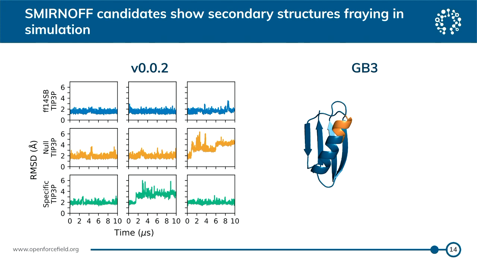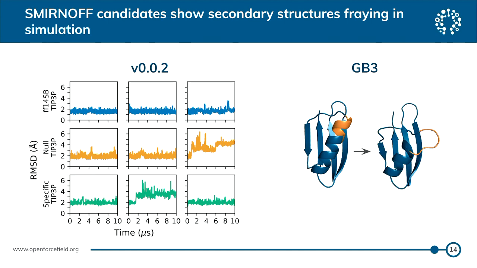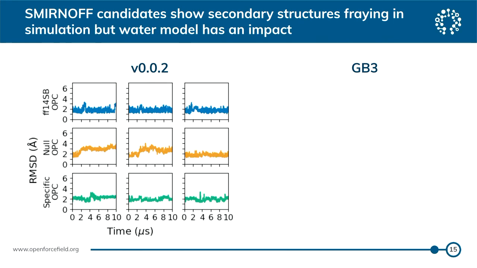Everything remains pretty stable. But when we try and put one of our force field candidates through it, and this is one of our older ones, 0.0.2, in at least one replicate of each benchmark for null and specific, we see that this alpha helix, a portion of it, uncoils into a random loop. This is somewhat water model specific, so this was done with TIP3P water.